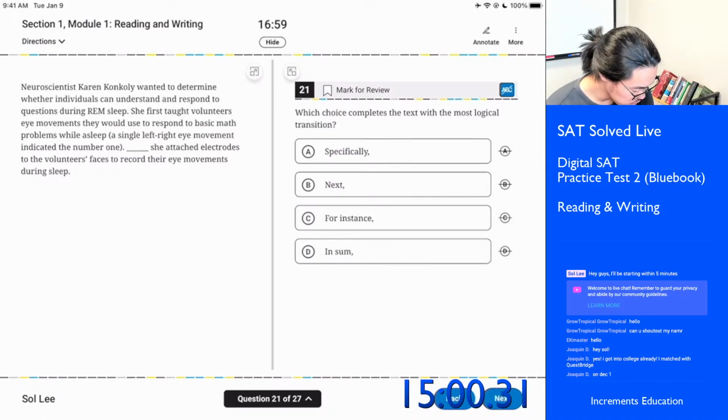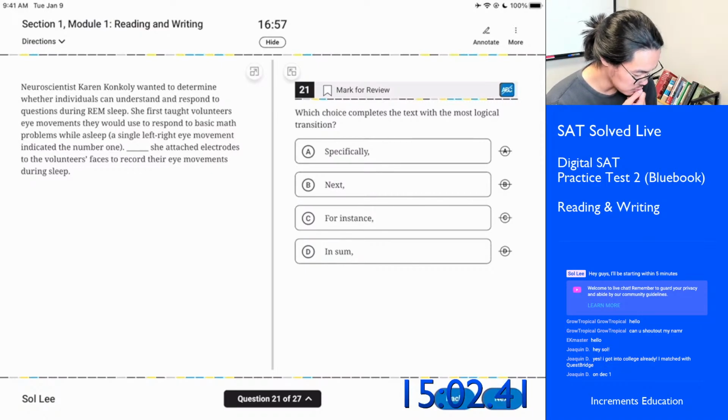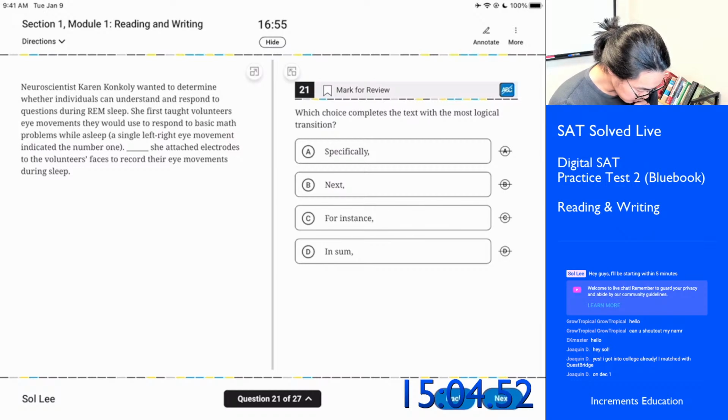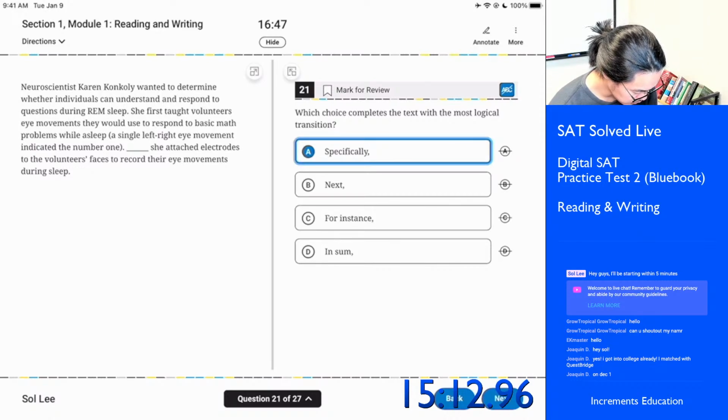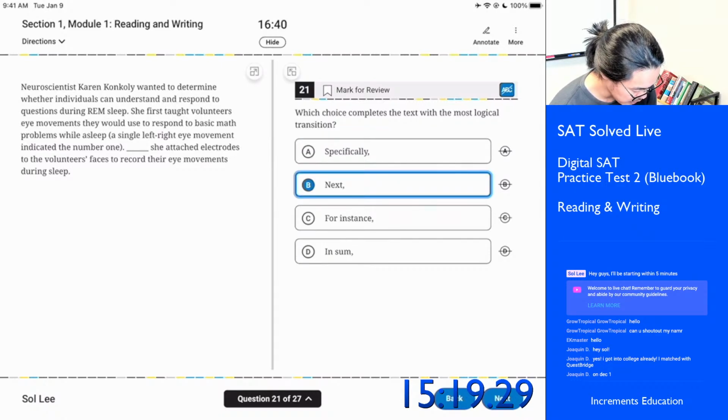Wanted to determine whether they can understand and respond to questions. All right. She taught eye movements that they would use to respond to basic math problems while asleep. That's funny. Specifically, she tried. Then she attached them. Yeah. She taught them and then she attached stuff.